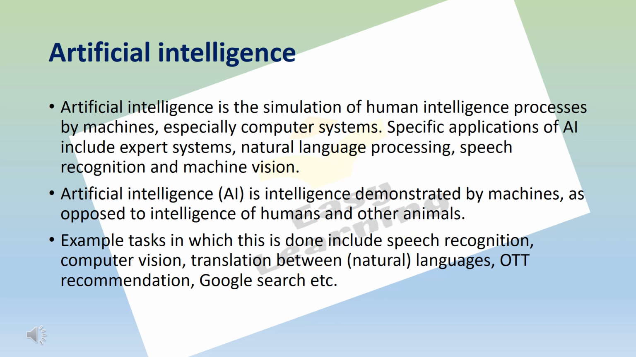So students, artificial intelligence is nowadays widely used in many applications. It is the computer science of building a smart machine which is able to perform like a human being, or with human intelligence. Artificial intelligence is intelligence demonstrated by a machine, as opposed to the intelligence of humans and other animals.